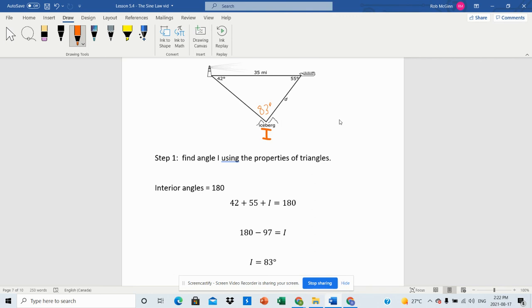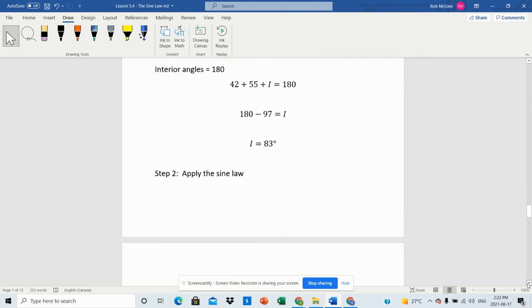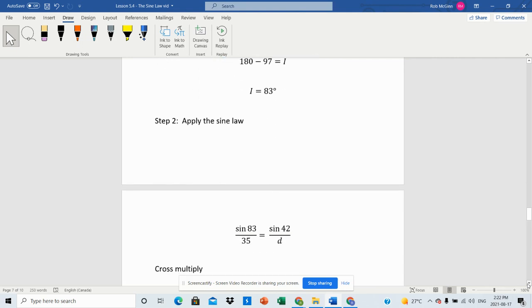Now we know an angle and its opposite side length. Now we're ready to apply the sine law. We're going to use the angle of 83 degrees and the opposite side of 35 miles. And we're going to set that equal to, well, since we want to find d, the sine of 42 degrees over d. So that's step 2, use our sine law. So sine of 83 over 35 is going to be equal to the sine of 42 over our unknown length d.